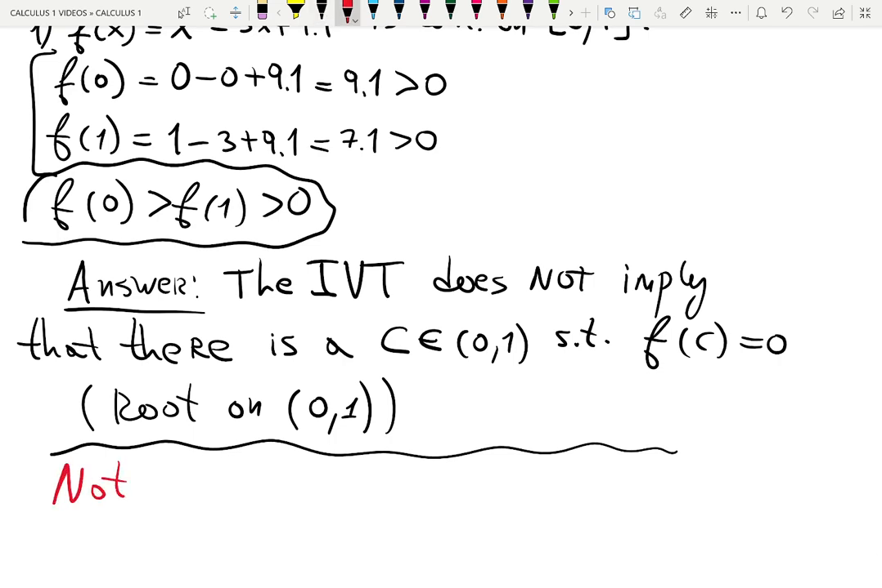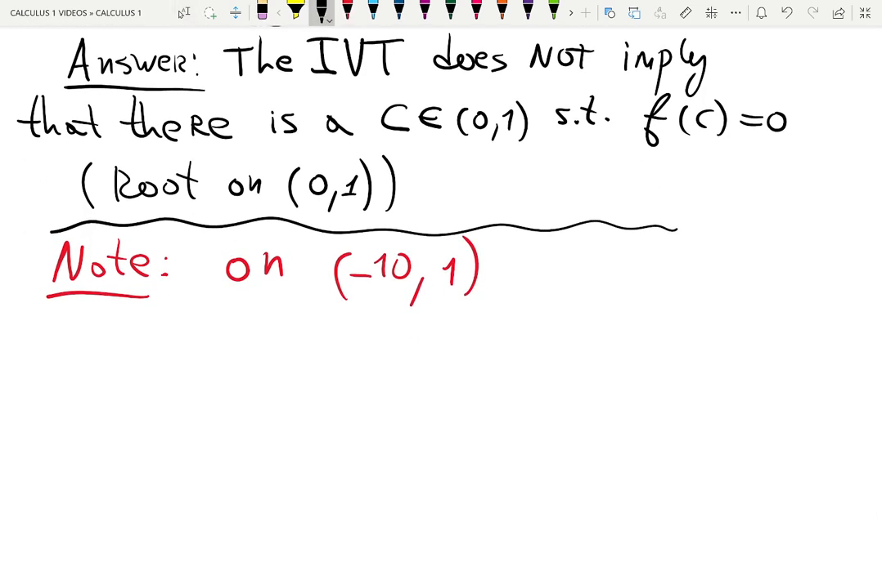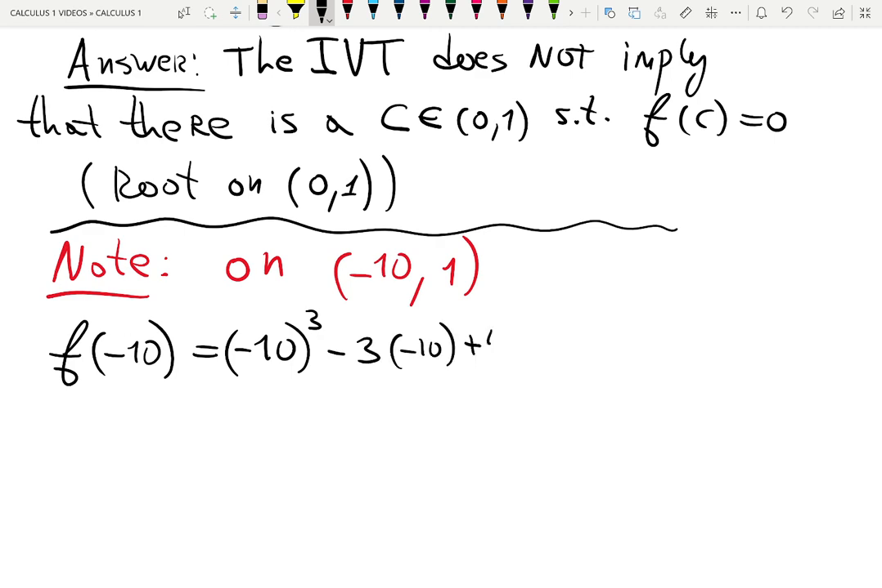So note, if we keep the same function but change the interval, for example, from -10 to 1, let's check what is happening at -10. f of x is still continuous, but what is the value at -10? We will have -10 cubed minus 3 times -10 plus 9.1. That is -1,000 plus 30 plus 9.1.